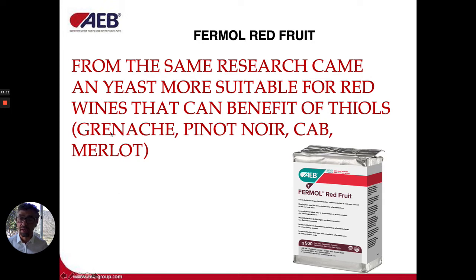We're talking Grenache, which is a variety with very pronounced thiols that give that particular fruity red cassis note, blackcurrant. High potential for this blackcurrant is also in Pinot Noir, Cab, and Merlot. Young, of course, meant to be drunk in the next 2 or 3 years. So the Fermalt Red Fruit was developed specifically for this kind of wines.